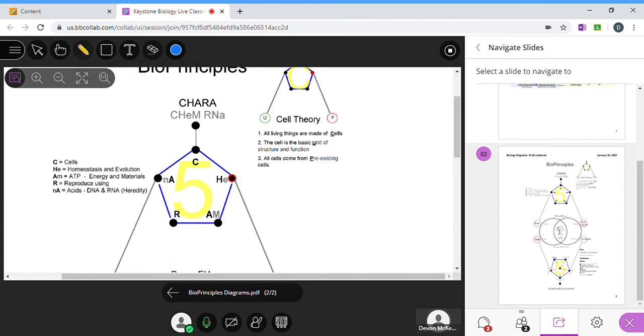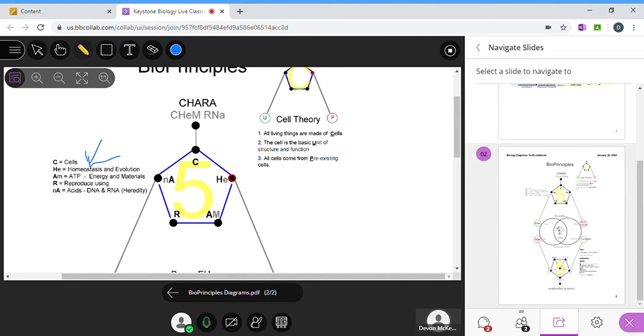And we have homeostasis and evolution. Respond to change. What is homeostasis? It's maintaining internal conditions. Well, if you're maintaining internal conditions, that means there's something out there trying to change them.